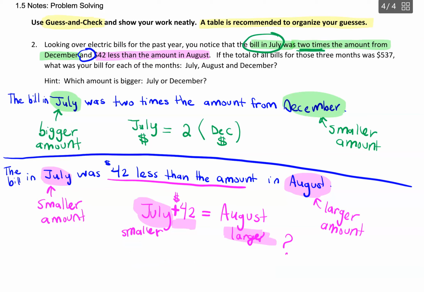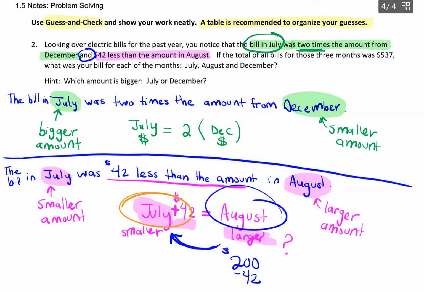If I'm guessing a number in August, so let's say I guess $200 in August, and July was less than that, if I'm starting with a bigger number and I want to get a smaller number, I need to subtract 42 from that amount. So if I'm guessing August, and August is the bigger number, I need to subtract the 42 to get July. If I'm guessing July, and July is a smaller number, I need to add to it to get to August. So it really just depends on which number you start with for your guess. Are you going to start with a guess for July, for December, for August? And you have to use your clues from there.